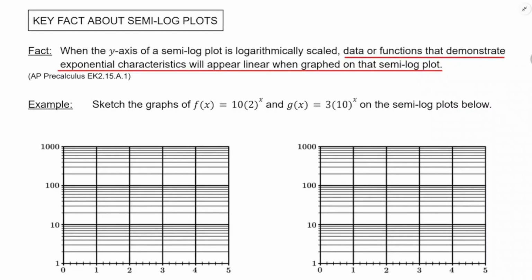All right, so we're going to sketch some graphs: 10 times 2 to the x and 3 times 10 to the x.